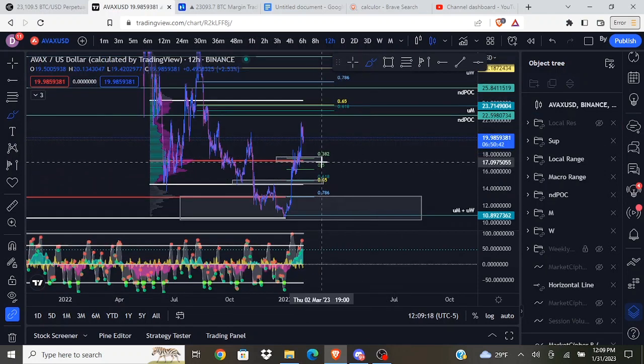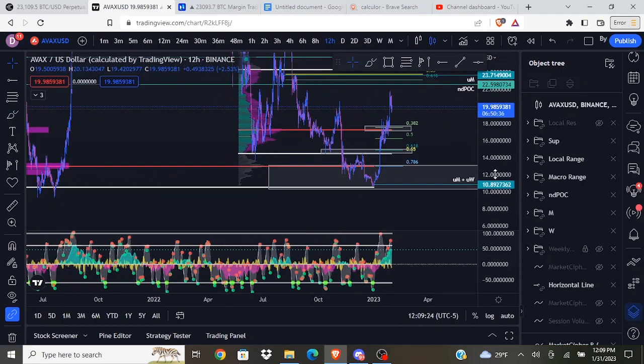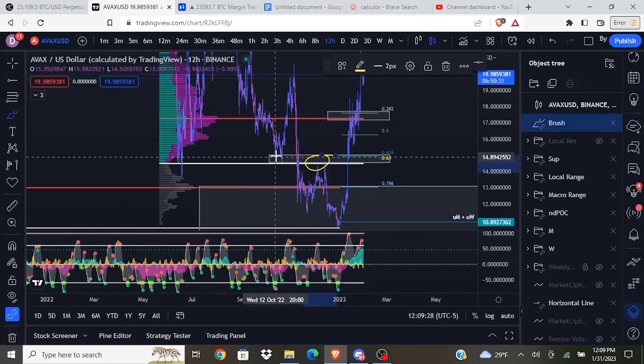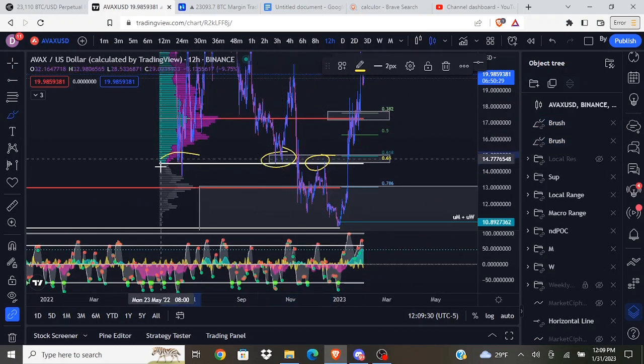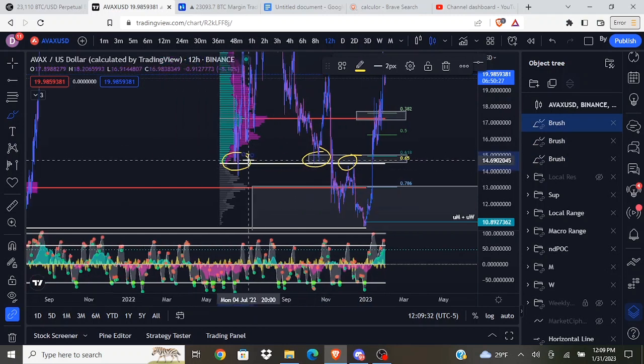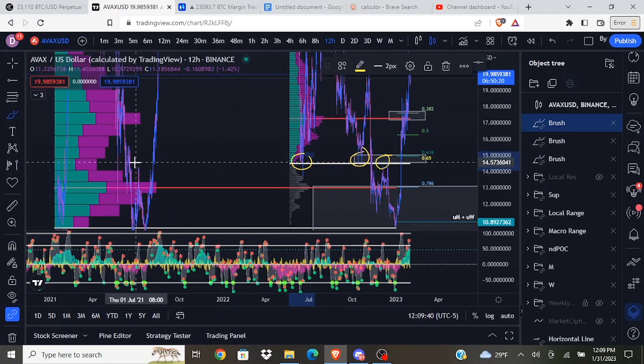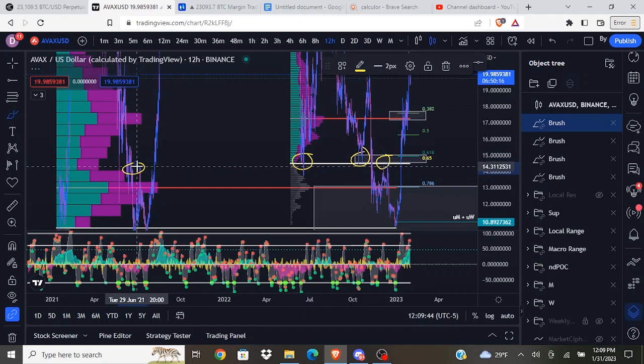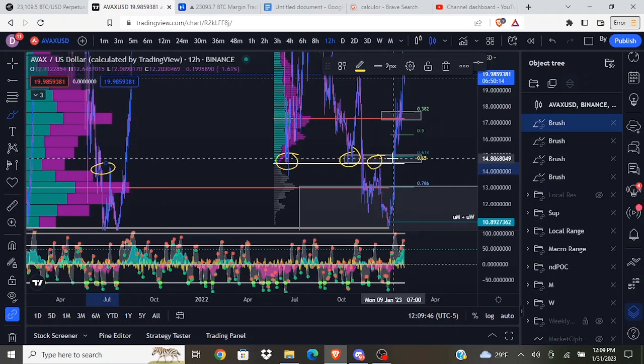But if we don't hold support there, the golden pocket is coming in right around the value area low, and this is also a pretty key support resistance flip here. So I would definitely be watching that value area low. Even going back to this zone over here, we found resistance in this area as well. So this is a pretty key zone right here, around $15.